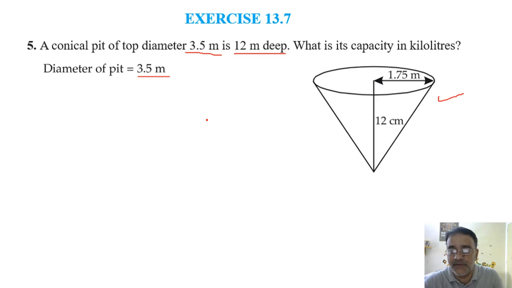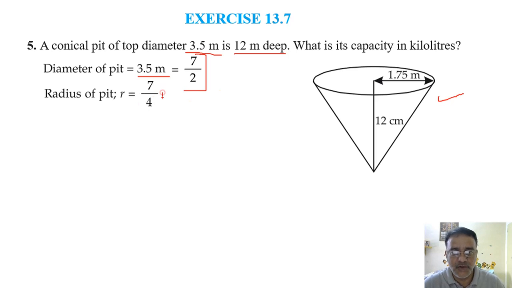How will you write 3.5 in terms of fraction? 7 by 2. Diameter is 7 by 2. So what will be the radius? 7 by 4. Right, very good. So I'm going to take radius as 7 by 4. Okay, not 1.75. Now the depth of the pit is also given, 12 meter. So h is equal to 12 meter.